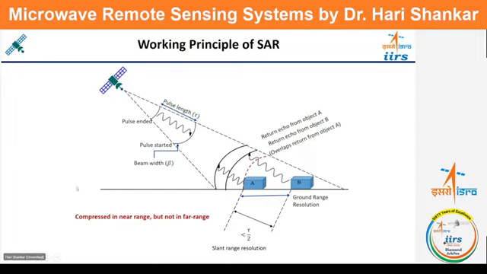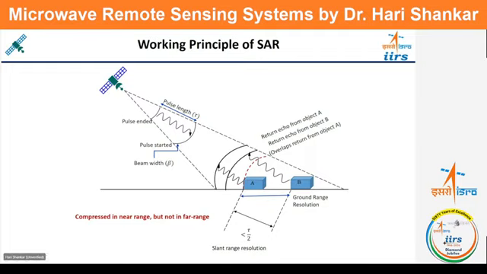Since this radar is moving towards this side, this distance is called the range. This is called the ground range, the distance between here and here. And the distance from here to here is called the slant range, and the distance from here to here is again called the slant range, and in intermediate situations it is also called the slant range.